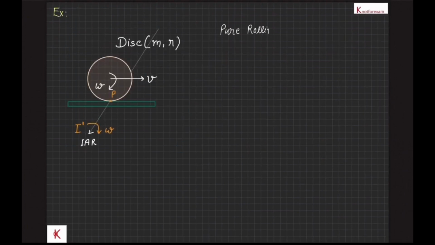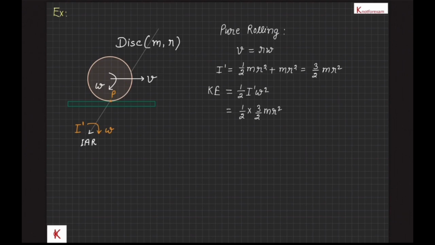Let's take a look at the following example based on the above understanding. In this example of pure rolling, V will be equal to r omega, and axis of rotation will be perpendicular to V and at a distance r from the center. That is the location of contact point P. With respect to instantaneous axis of rotation passing through P, moment of inertia is equal to 3 by 2 mr square, and total kinetic energy of this pure rotation is half I dash omega square, that is 3 by 4 mr square omega square, or 3 by 4 mv square.